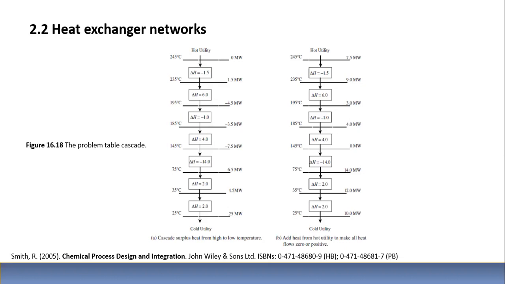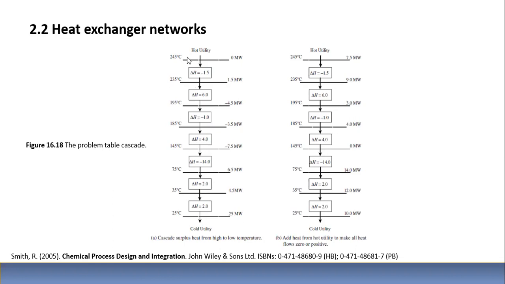They have the exact same heat balance, expressed as delta H, which is Q, it's just heat balance. So delta H within these intervals is minus 1.5 megawatts, which is the same in here, and so is 6, and so is minus 1, and so is 4, and so is minus 14, and so is 2, and so is 2.0. So they're the exact same energy balance within the exact same intervals. So far so good.